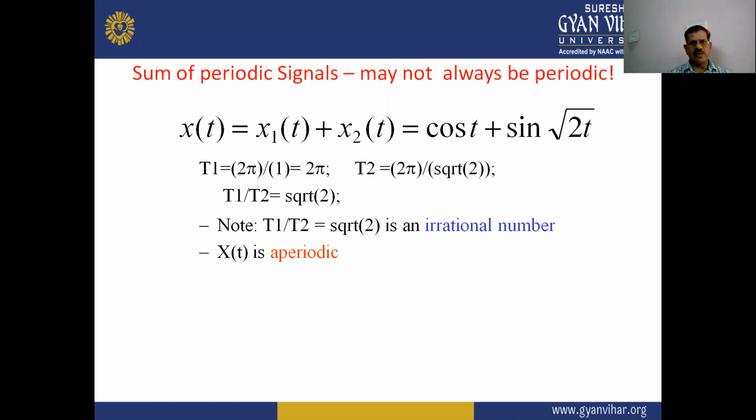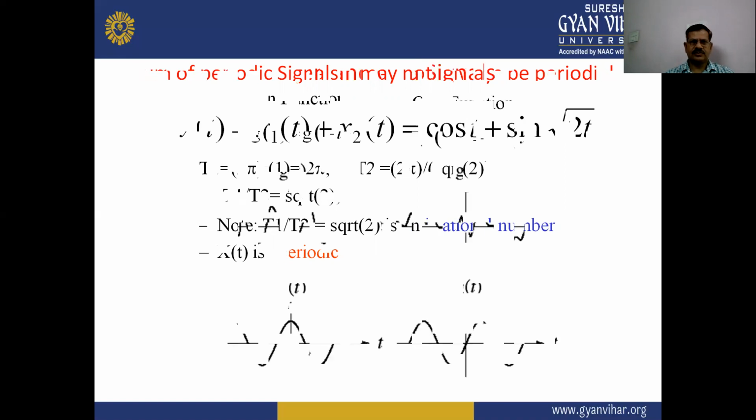So x(t) equal to x1(t) plus x2(t) equal to cos t plus sin root 2 t, where T1 is 2 pi and T2 is 2 pi upon square root of 2. So T1 upon T2 is equal to square root of 2. Note T1 upon T2 equal to square root 2 is an irrational number. So x(t) is an aperiodic signal.